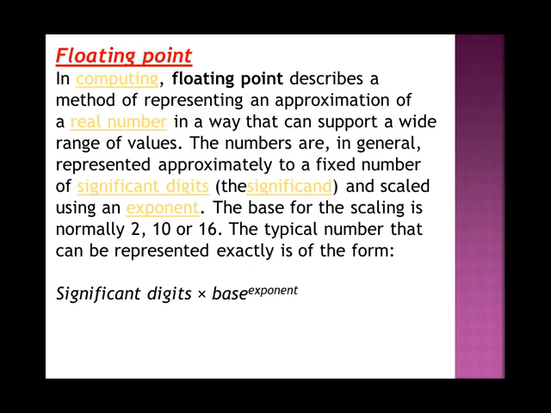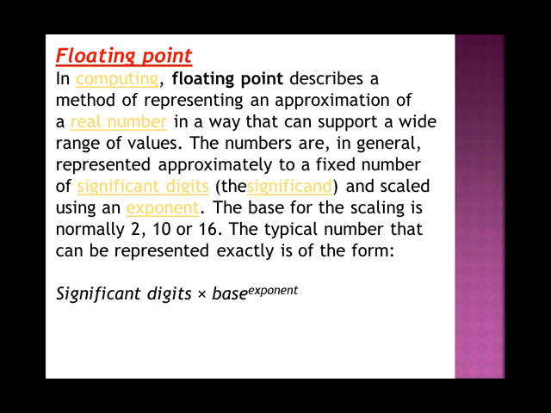In the last class, we discussed the last topic of chapter number 3, that is machine level representation of programs. In this, we studied what is a floating point number. A floating point number gives a method for representation of an approximation of a real number, not the exact real number, that supports a range of values. The numbers are in general represented approximately to a fixed number of significant digits, known as the significand, and the exponent.